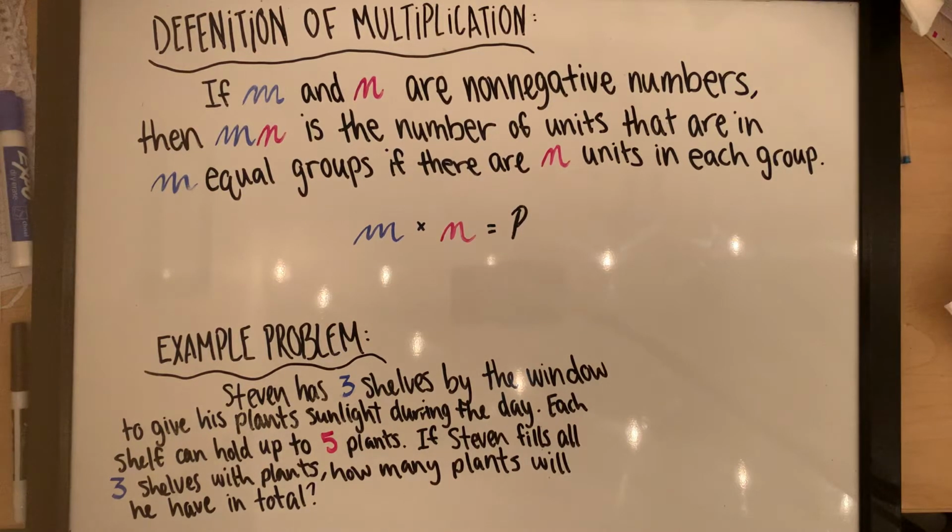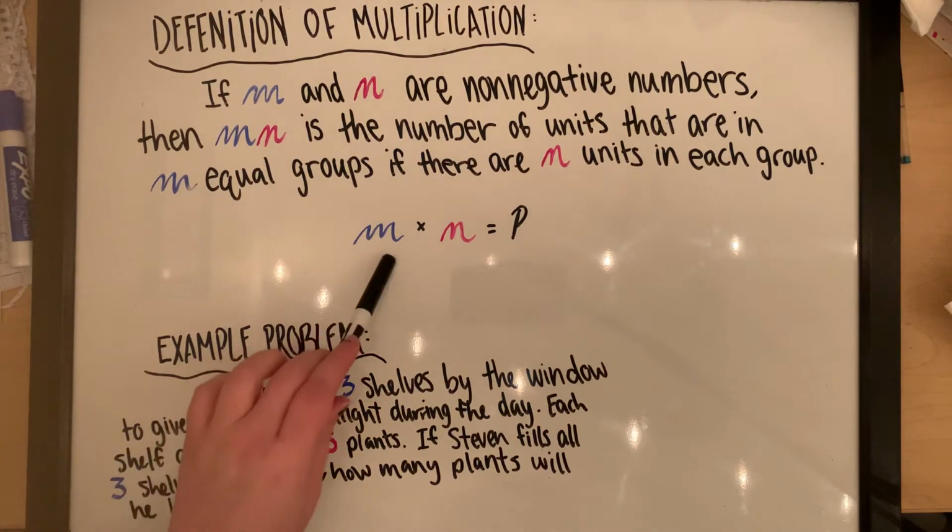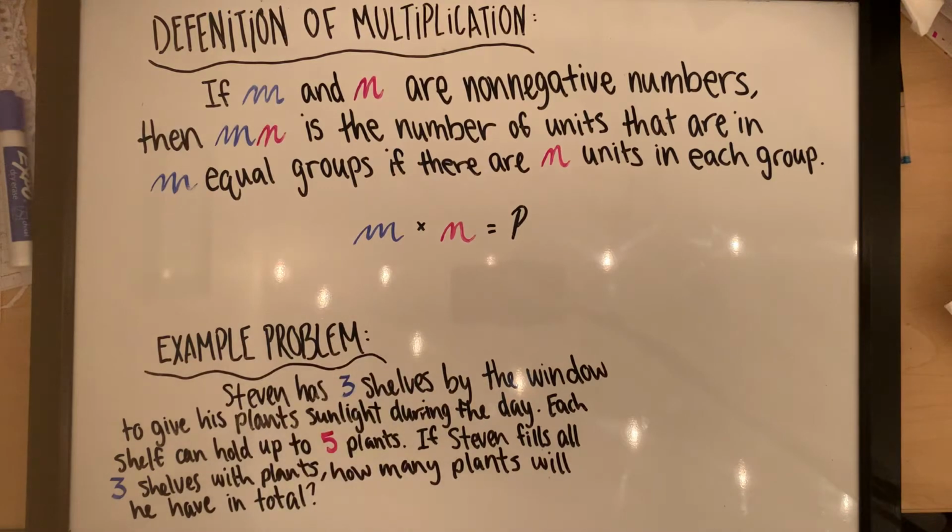Another way I like to say this, just another way of thinking of it, is if there are n units in each of m equal groups, then the product of m times n is the amount of total n units in total m groups. So the equation that this boils down to is m times n equals p.